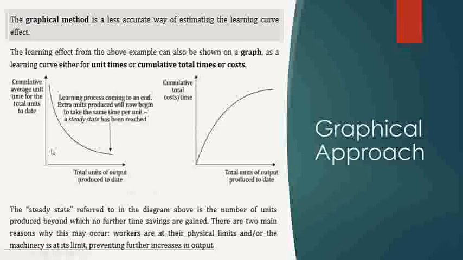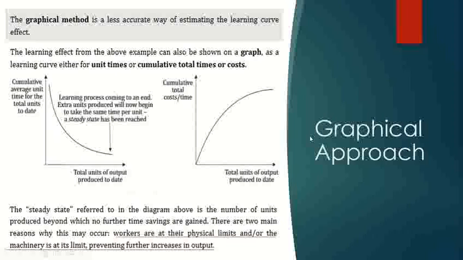So this is based on cumulative average time. This is based on total time. But remember, in both situations, this reduction will be stopped at a point. So this gradual reduction also is stopped at a point, and it will be a straight line. Here, this also will be stopped at a point, and it will be a straight line because of the cessation of learning curve impact.